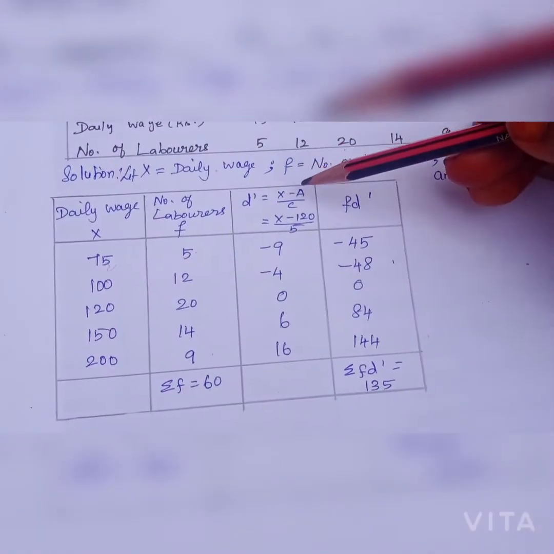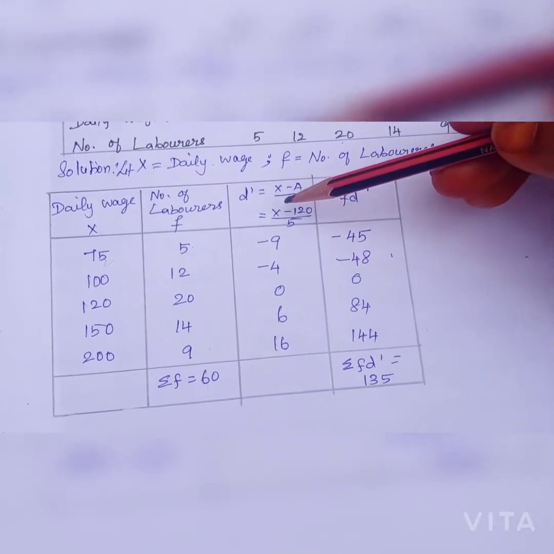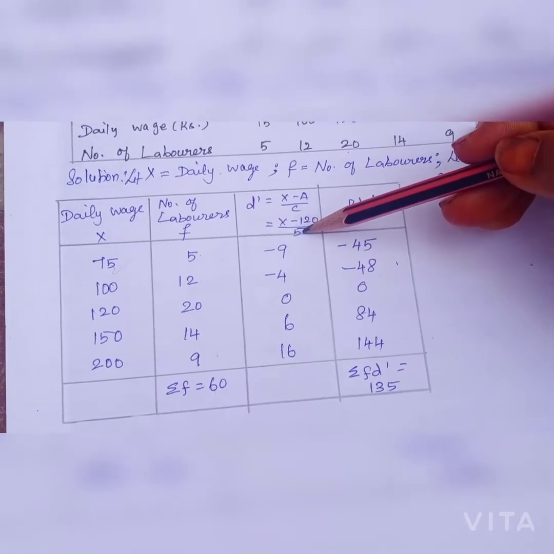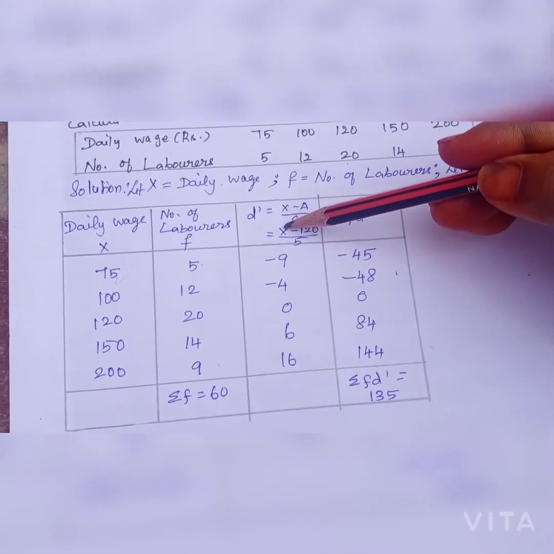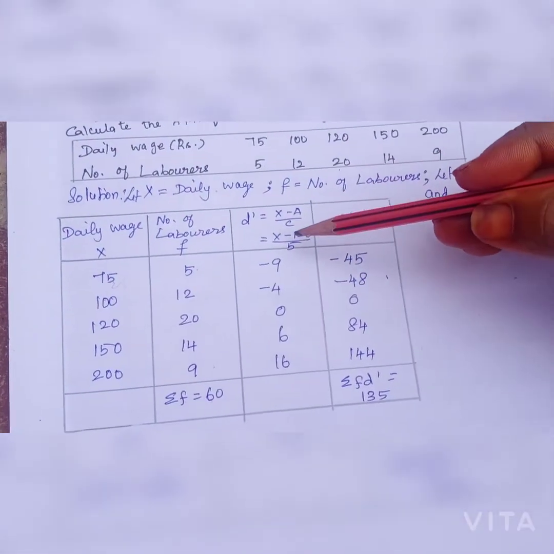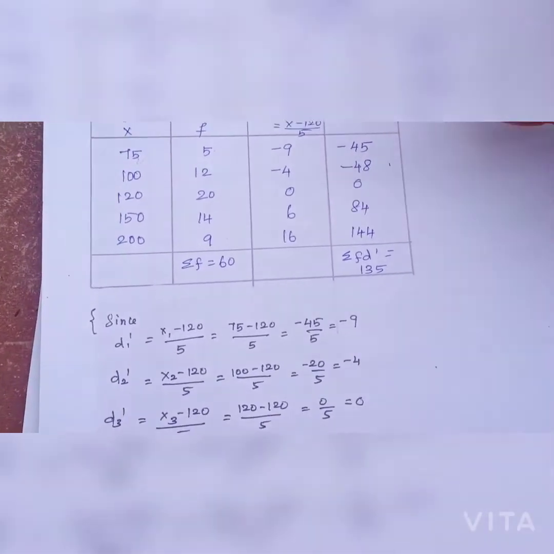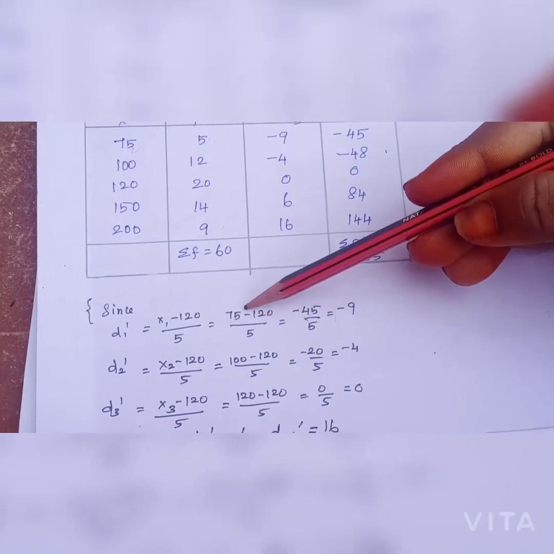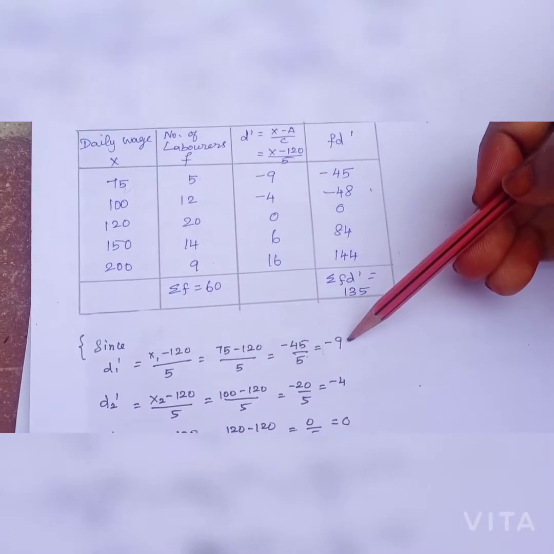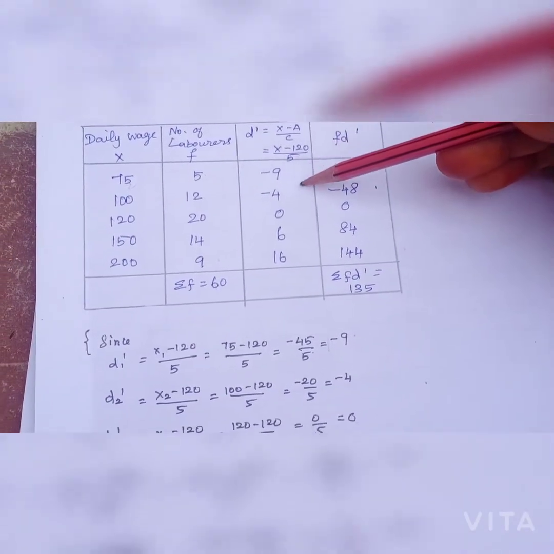So x minus A divided by C. That means x minus A value 120 divided by common difference 5. So for the first value x1, 75 minus 120 divided by 5. 75 minus 120 is minus 45, divided by 5 is minus 9. So D1 dash is minus 9.